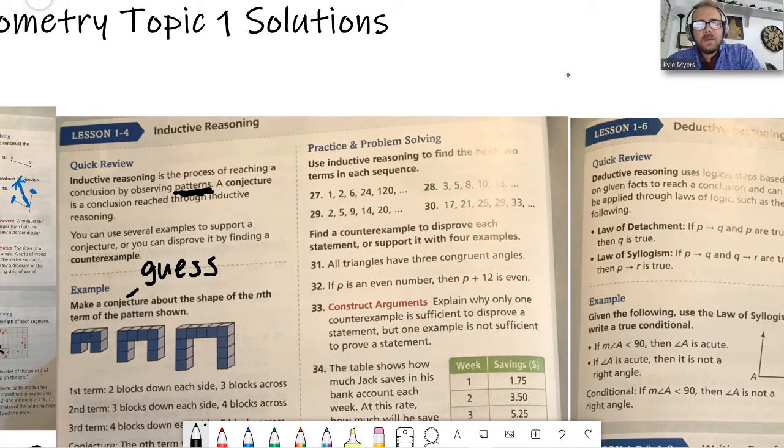29. We have 2, 5, 9, 14. Let's try to add. That would be 3. That would be 4. That's 5. 9 plus 5, right? 6. Oh, I see a pattern. Do you see it? Yeah, 3, 4, 5, 6. So next thing we would add would be 7, so 27. And then next thing we would add would be 8. 27 plus 8. 35. Okay, so that is the answer to number 29.